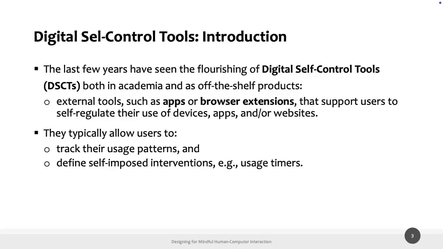I don't know if you already use some of these tools. Today, all our smartphones have some similar functionality. In Android, there is Digital Wellbeing. In Apple, there is Screen Time, right? Anyway, they typically allow users to track usage patterns through self-monitoring, basically. So I can see my statistics, and I can also define some interventions like a timer or a usage blocker or something like that.